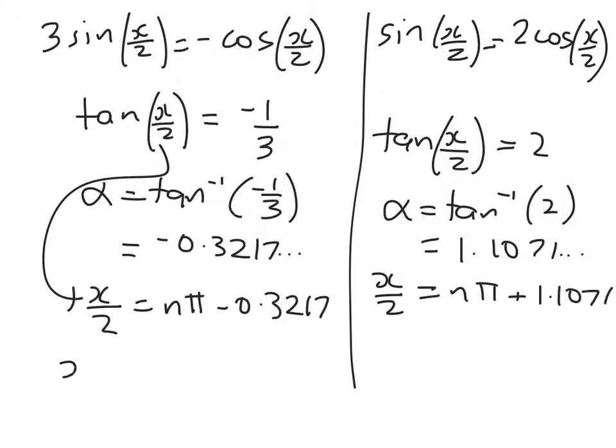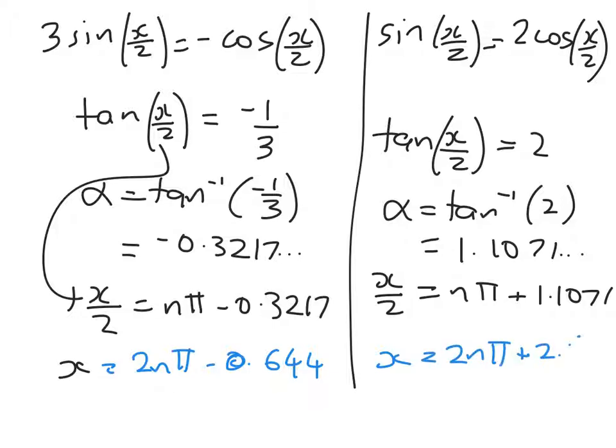Multiplying everything through by 2, we get x equals 2n pi minus 0.644. And here we get x is equal to 2n pi plus 2.21. Okay, but obviously all the hard work is done in the first part where you're working out what identities to use.